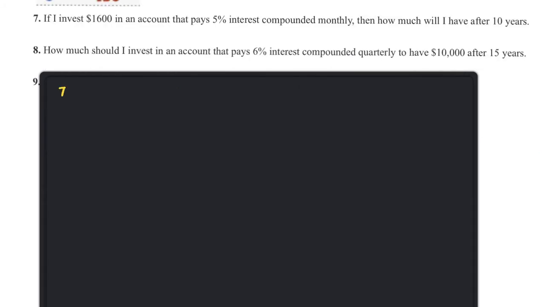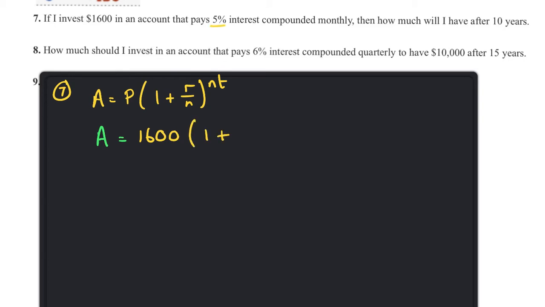Question 7 says, if I invest $1,600 in an account that pays 5% interest compounded monthly, how much will I have after 10 years? The formula I need is A equals P bracket 1 plus r over n to the nt. And yes, you will have formulas on the exam. I'm trying to find A, because I'm finding out how much I'm going to have after 10 years. I put 1,600 in the account. 1 plus r, well what's r? r is 5%, so 0.05. It's compounded monthly, so n is 12. And to the power n times t, n is 12, and t is 10 years. We work that out on the calculator, and we get 2635.215, so I'll say $2635.22. There you go.